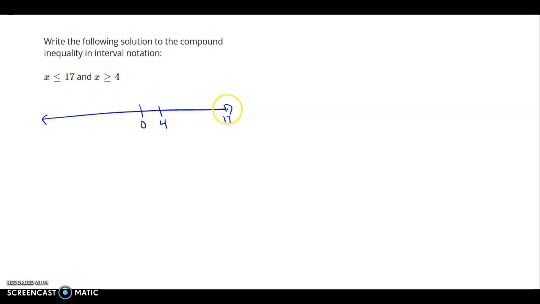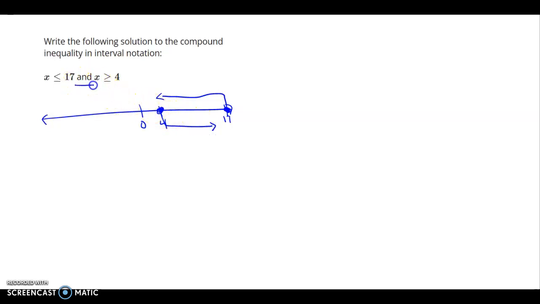It's less than or equal to 17, and so that means we're going to have a solid circle. Okay, so less than or equal to 17, and x is greater than or equal to 4. Because it's equal to, once again, I will have a solid circle and all the numbers bigger than 4.